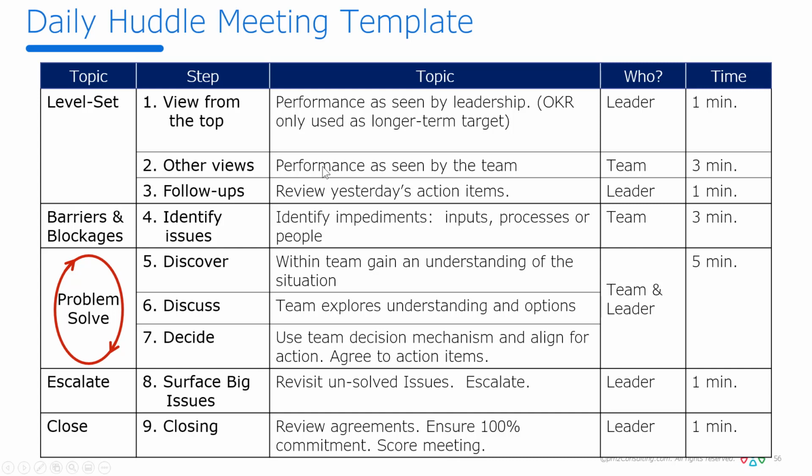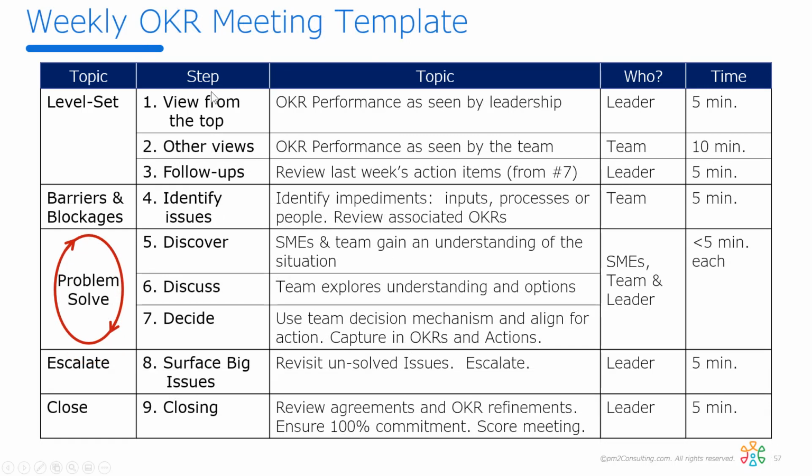Now, for each meeting, remember, in business, meetings could be daily, weekly, or monthly. A daily meeting might be, we have a minute for the overview, 3 minutes for the roundtable discussion, 1 minute for follow-ups, and so on. So the total meeting is only 20 minutes. But if we go to the weekly meeting, again, it's the same format. We're just allocating more time for each topic.